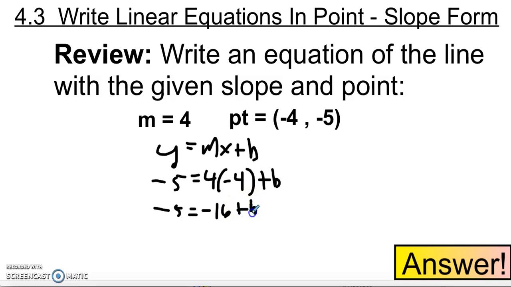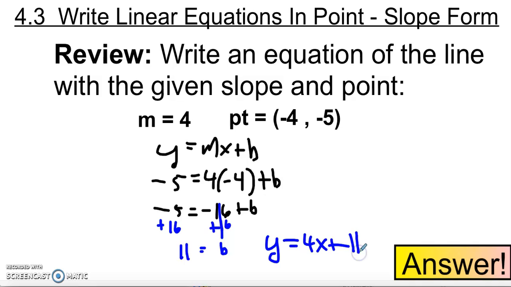plus b. And then we are going to, in this case, add 16 to both sides to figure out our b. So we add 16 here and we add 16 here. And then I'll cross out, and our b is going to be 11. So our equation is going to be y equals 4x plus 11. So that's kind of along the lines of what we've been doing before.